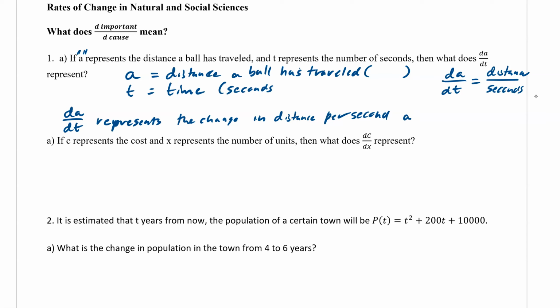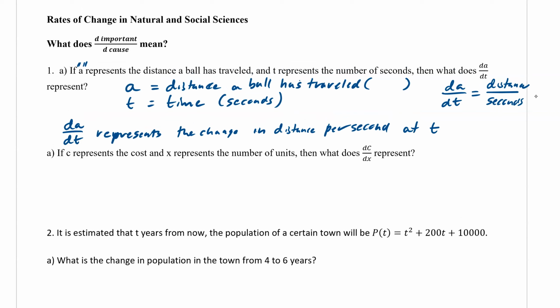And you want to put "at" because derivatives are instantaneous. They're at that point. We can use them to approximate, so you could also say approximate rate of change. But dA/dt represents the change in distance per second at t seconds. So you're going to plug in t. It's going to tell you a rate of change or slope, and that is the change at that time.